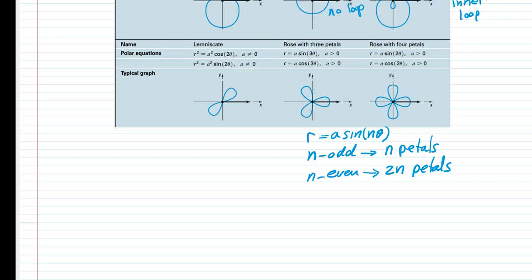Those are more complicated to graph; it just takes longer. With odds, that's good. Here, you only get a single petal per n. Now remember, that's going to be an odd number greater than 1, if you just go sine theta, right?